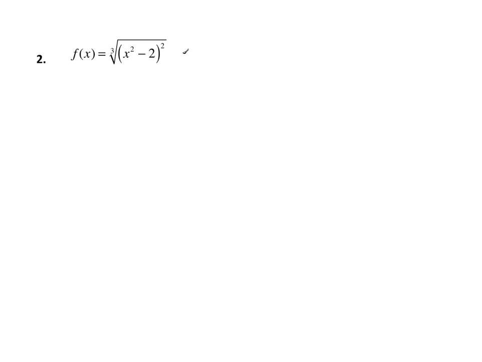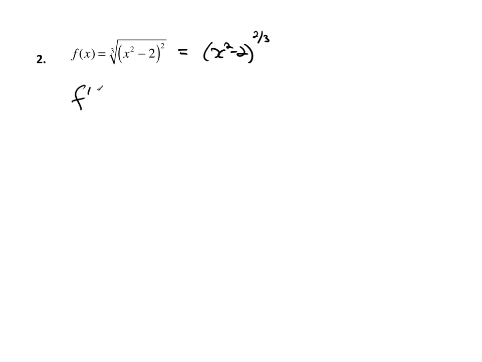Okay, this one, the first thing I'm going to do is I'm going to rewrite this, because taking the derivative as it sits is not very obvious. So I'm going to write this as x squared minus 2. Now this is a fractional exponent, so this is raised to the 2/3. Now it's set up so that I can use the general power rule on it.